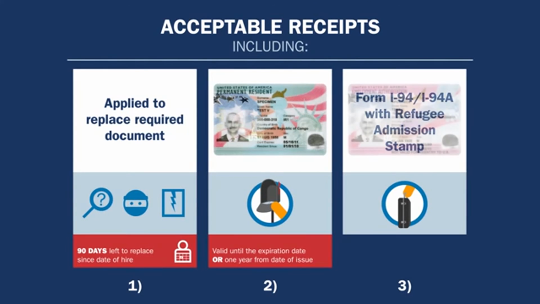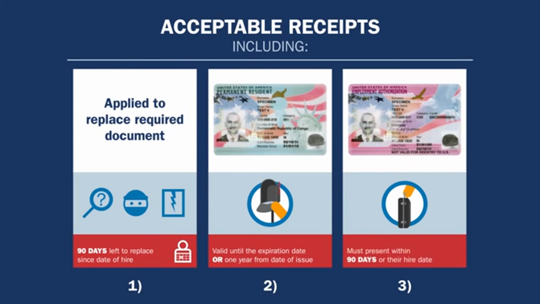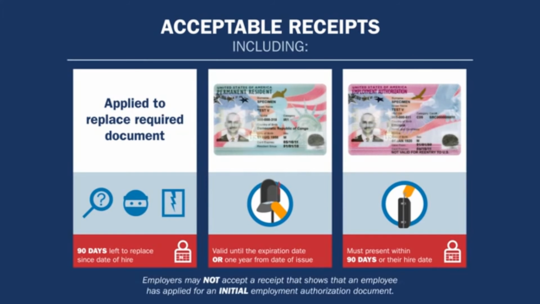The employee must present an unexpired EAD, Form I-766, or a combination of a valid List B document and an unrestricted Social Security card within 90 days of their hire date. Employers may not accept a receipt that shows that an employee has applied for an initial employment authorization document. Employers must not accept receipts if employment will last less than 3 business days.